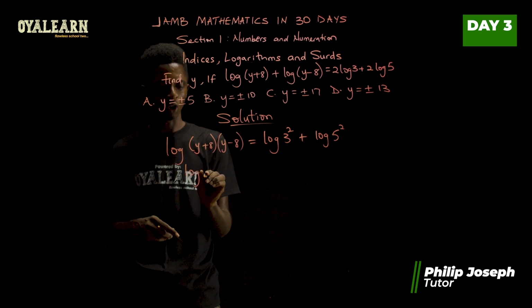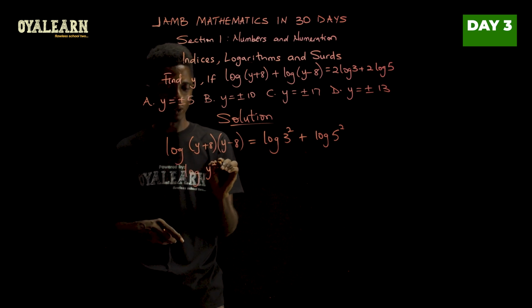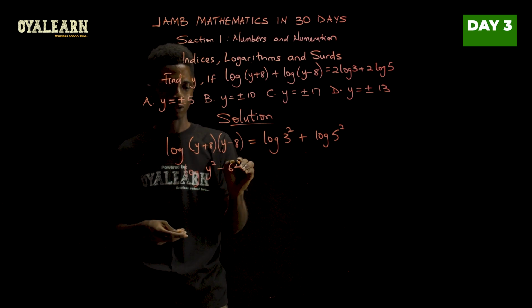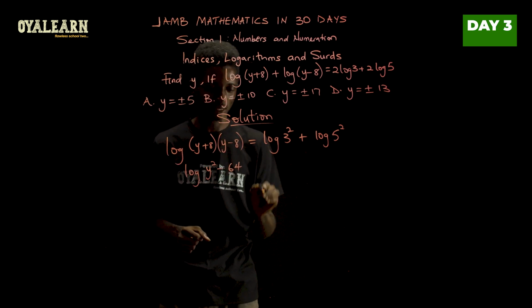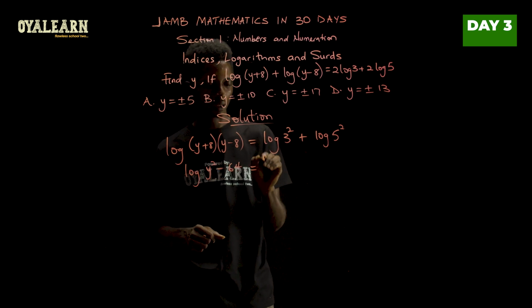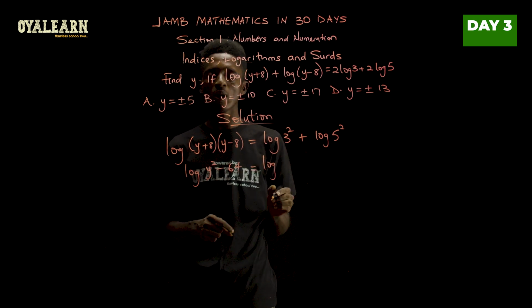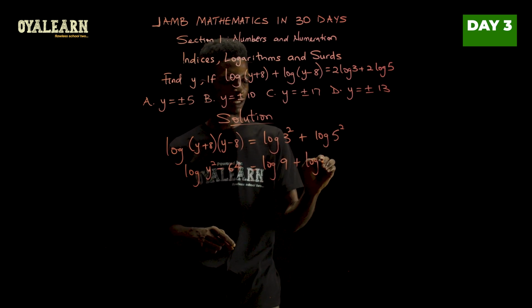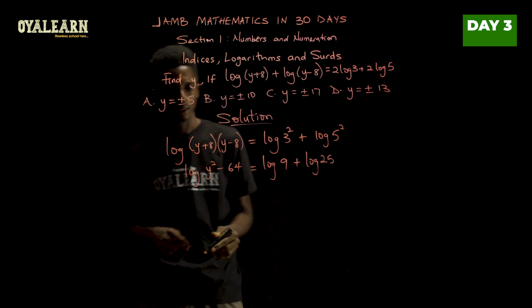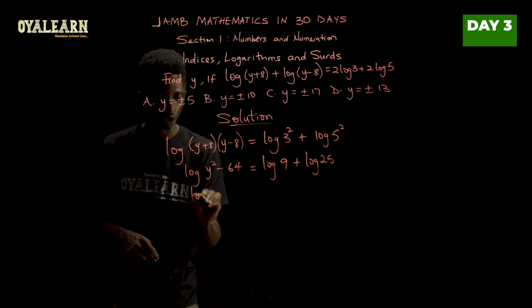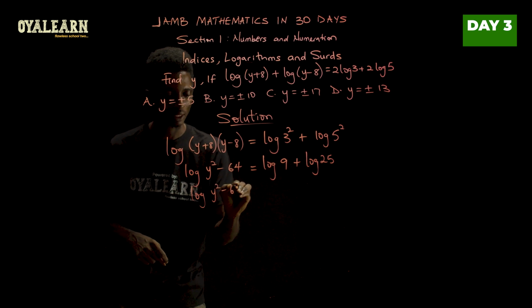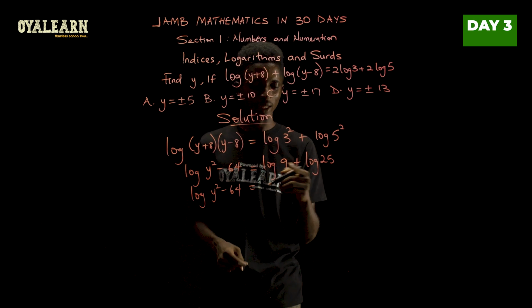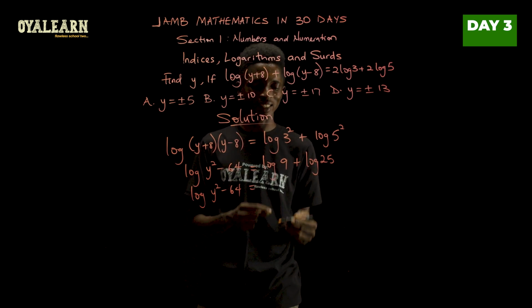Now, as with every question where you have difference of 2 squared, this can then be written as log of, now, y squared minus, now 8 times 8 is 64. So, y squared minus 64 equals log 3 squared is 9 plus 5 squared, which is 25. Now here we then have log of y squared minus 64 to equate with, now applying the same rule here, we then have the product of 9 and 25.